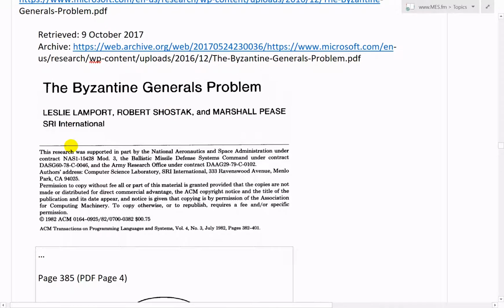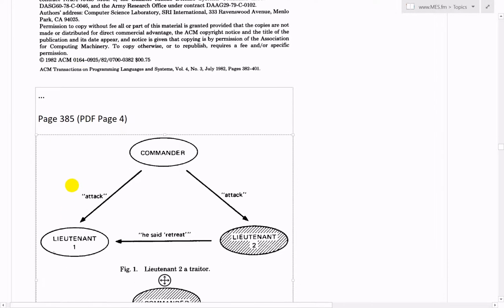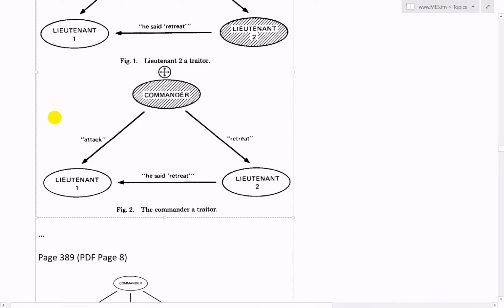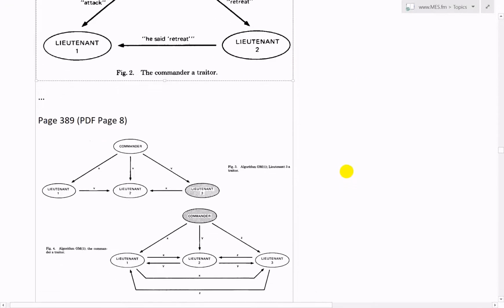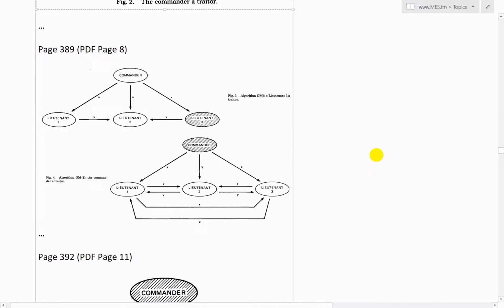So anyways, this is from the paper, The Byzantine Generals Problem by Leslie Lamport, Robert Shostak, and Marshall Pease. Over here, just to give you some illustrations of the problem. If you had a commander and 2 lieutenants, and the commander says attack and attack, but then one lieutenant tells the other lieutenant that he said retreat, Lieutenant 2 is a traitor. And if the commander tells this person to attack, this one retreat, and this person says retreat, the commander is a traitor. So yeah, all these different computers and nodes work together to try to form a uniform consensus of final decision based on the majority.